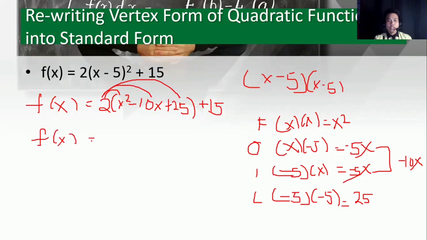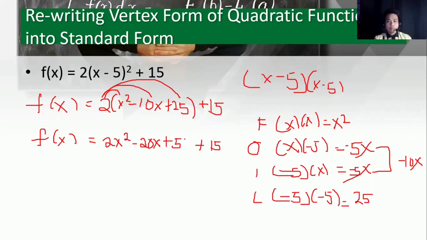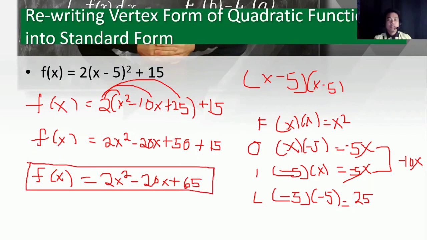So f of x is equal to 2 times x squared, we have 2x squared. 2 times negative 10x, we have negative 20, copy the variable x. Then 2 times 25, the answer is 50 plus 15. This is 50. Okay, then solve the constant, 50 plus 15. So we have now, the standard form is f of x equals 2x squared minus 20x plus 65. Okay, this is now our standard form from the vertex form f of x equals 2 times the quantity of x minus 5 squared plus 15.